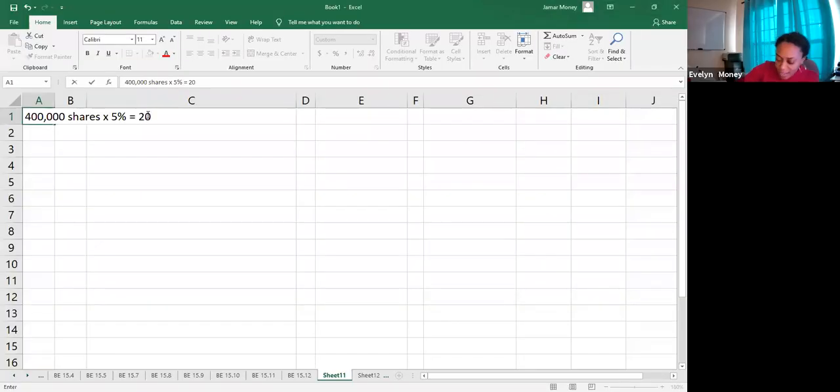So that's going to give me 20,000 additional shares. Now, the value of those 20,000 additional shares is going to be based on that market value of $65 per share. So when we do our entry here, we're going to debit retained earnings.